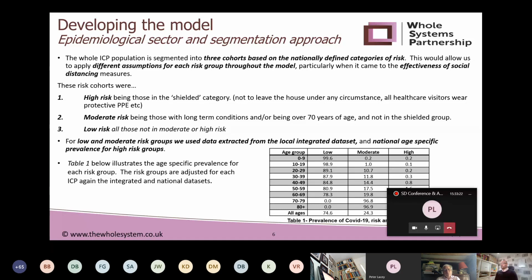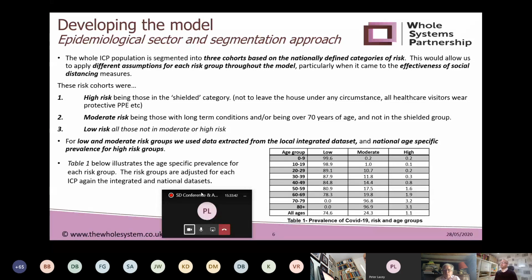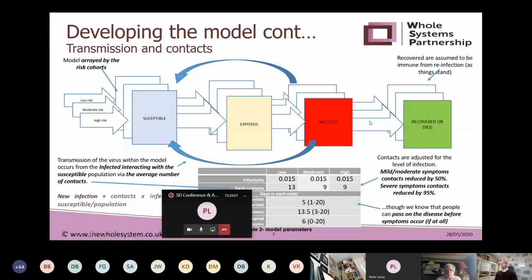So we got that data locally from an integrated data set, or national age-specific prevalence, to understand the high risk groups. But broadly speaking, the low risk group is around 75% of the population. The high risk group there, which I think is, I can't see because I've got some recovery, is around 1%. We've learned that actually that is now higher. We think that's closer to maybe 3%, and we will be inputting those changes into version 4 of the model.